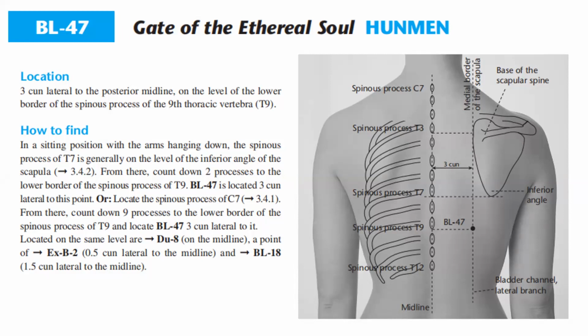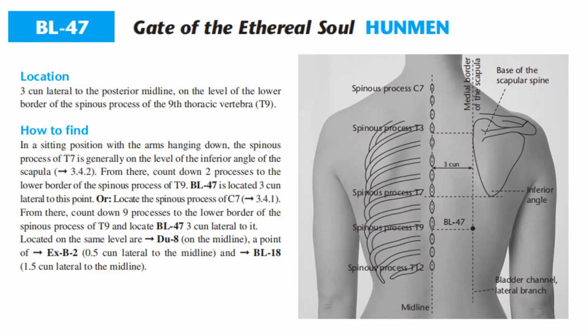In a sitting position with the arms hanging down, the spinous process of T7 is generally on the level of the inferior angle of the scapula. From there, count down 2 processes to the lower border of the spinous process of T9. Bladder 47 is located 3 tune lateral to this point. Or locate the spinous process of C7. From there, count down 9 processes to the lower border of the spinous process of T9 and locate bladder 47 3 tune lateral to it.